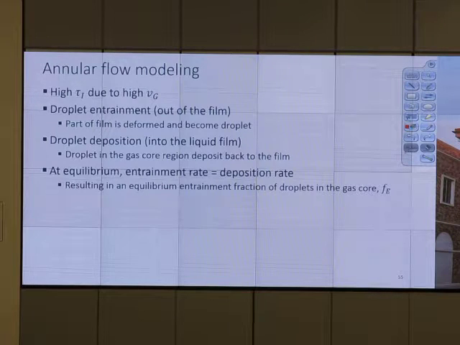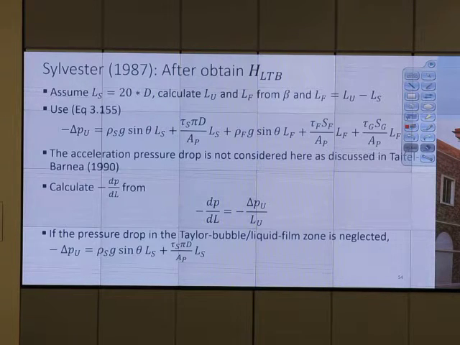Monday 28th. Okay, let's do annular flow.